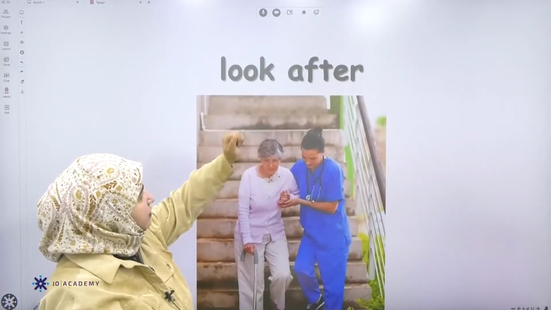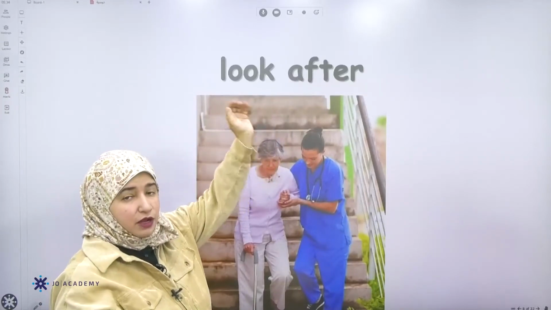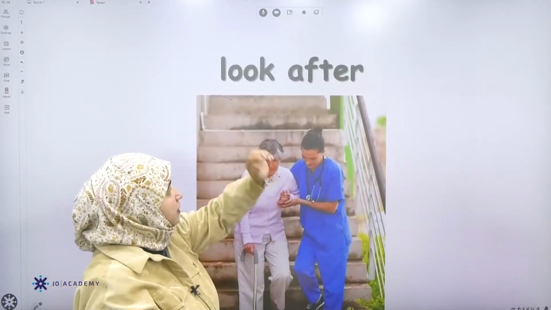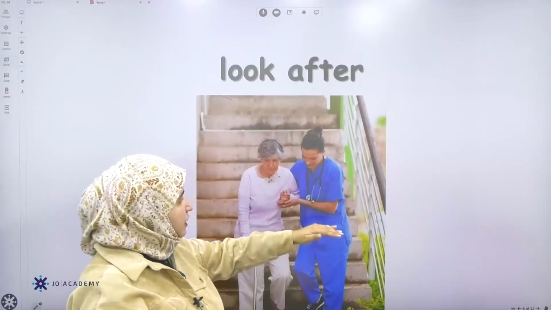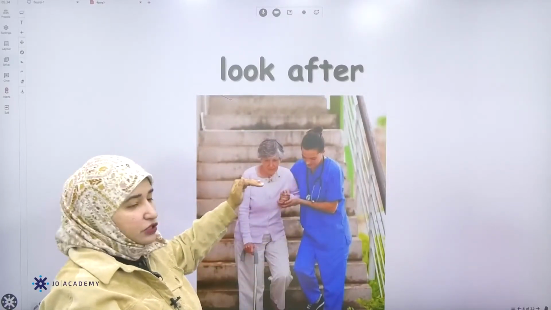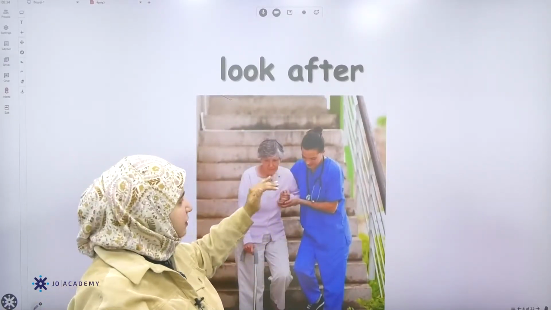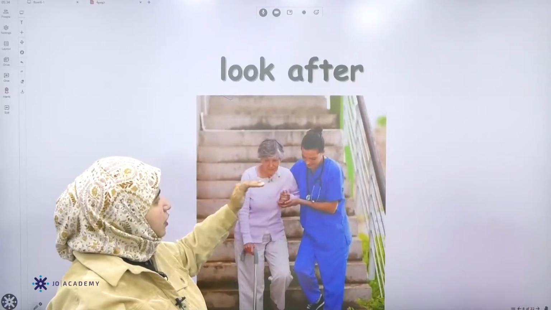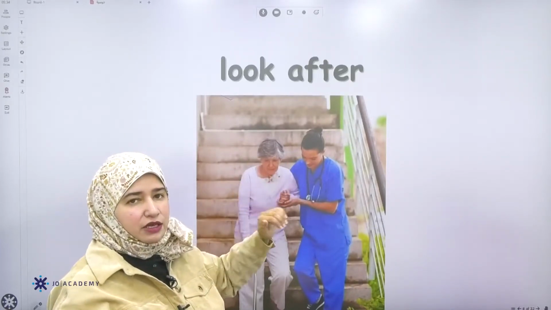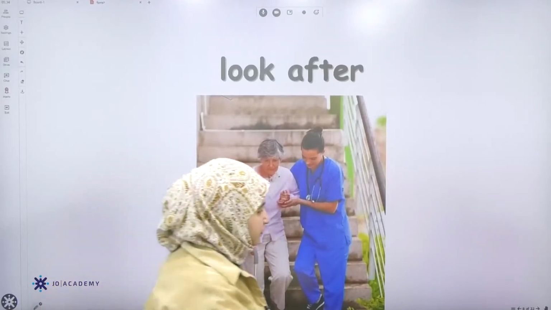Look after. Now look at the doctor. She is what? Looking after the old woman. Look after, yatani, look after.